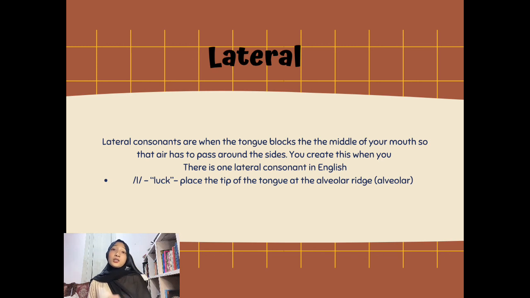And the last one, number 6, is lateral. Lateral consonants are when the tongue blocks the middle of your mouth so that air has to pass around the sides. There is one lateral consonant in English, l, the example luck. Place the tip of the tongue at the alveolar ridge.